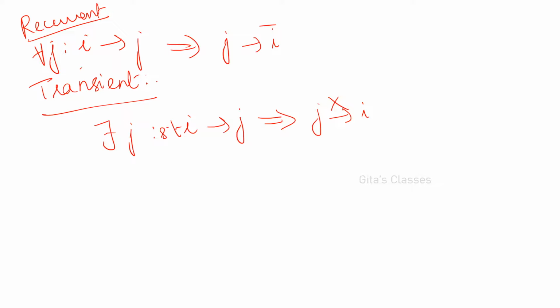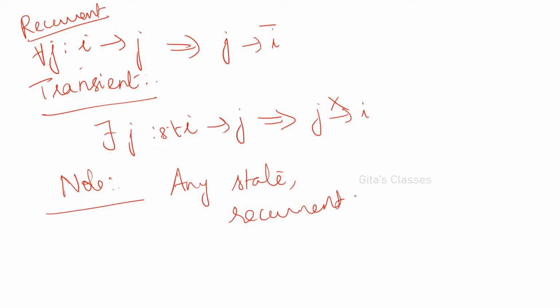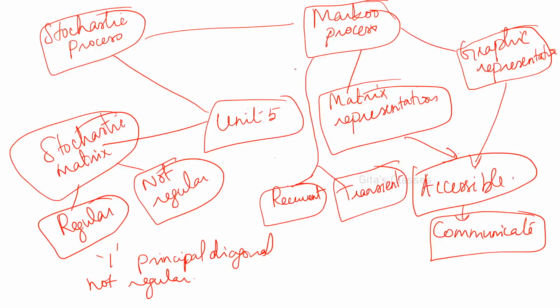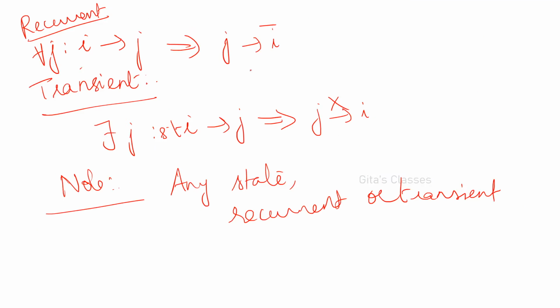Okay, then, there is a note that if you consider any state, it has to be either recurrent or transient. Then next is period. From the period, you can decide whether it is an ergodic Markov chain or not. Okay. What is a period?